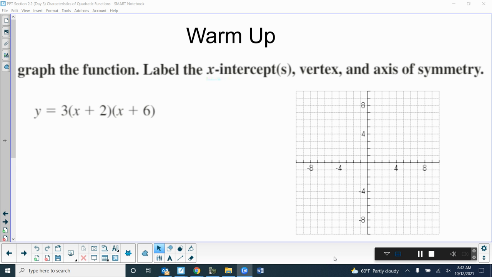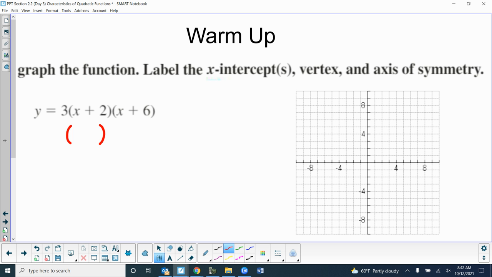All right, so it says label the x-intercepts, vertex, and axis of symmetry. Also says graph too, right? So the first thing I would do is find the x-intercepts. And that's the easy part of this, isn't it? X-intercept means the y is what? 0, right? And we just look and set these two factors equal to 0.